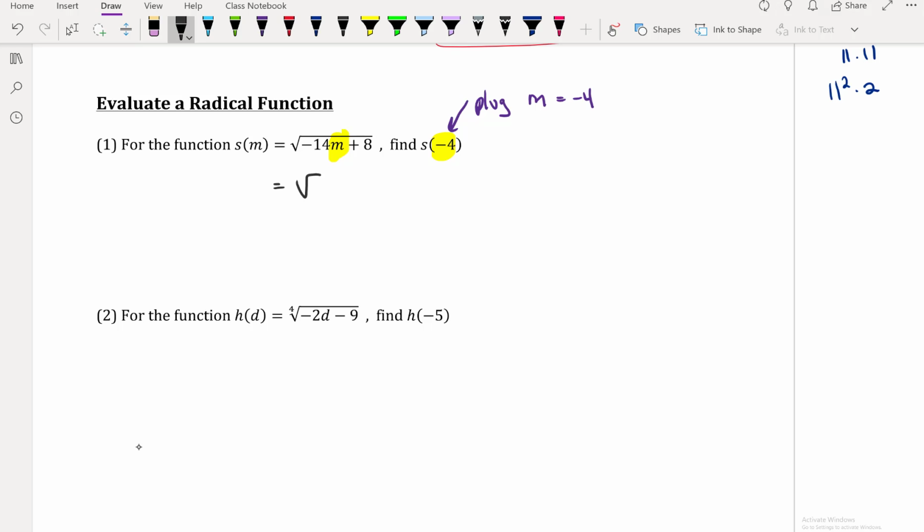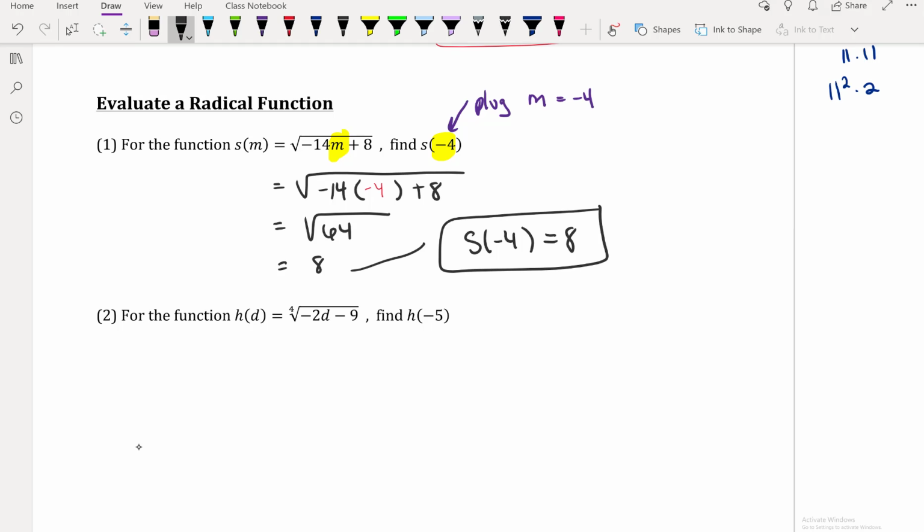So okay, I'm going to have the square root of a -14 parentheses plus 8. And that value that I'm plugging in for m, remember, is a -4. So as I plug that into my calculator, I'm going to have a -14 times a -4, and I have a plus 8. That's going to give me 64. Well, we know that the square root of 64 is just 8. So I'm going to have that s of -4 is equal to a positive 8. That's going to be my final answer.